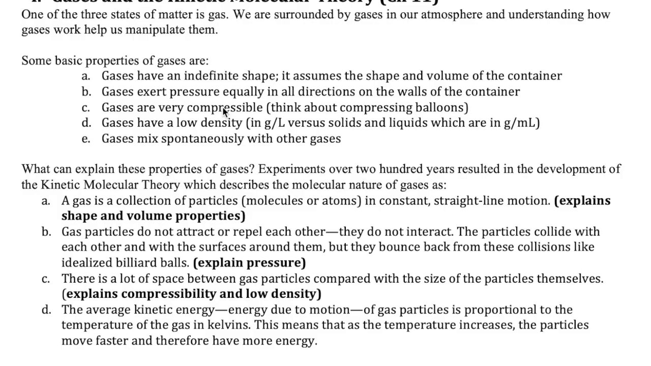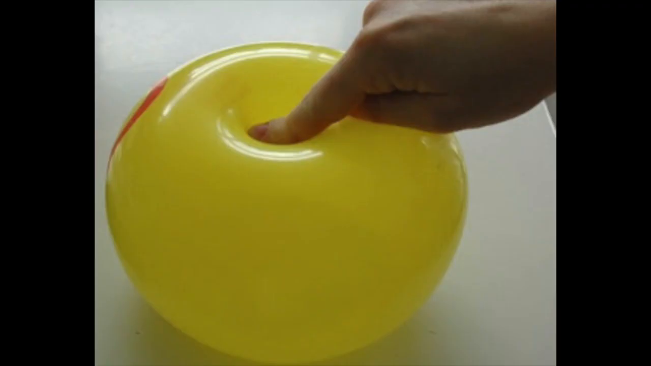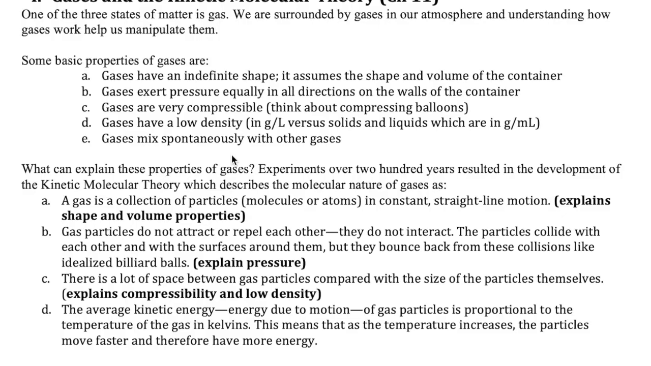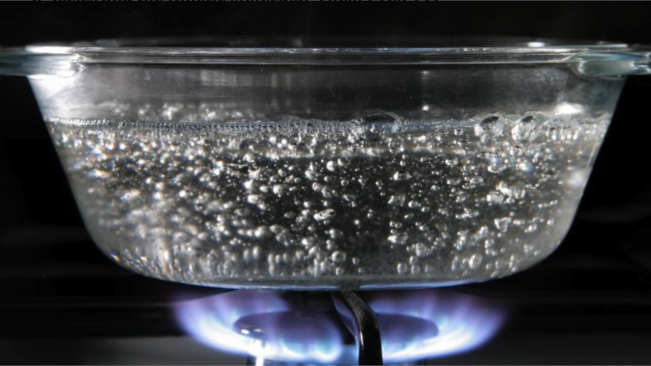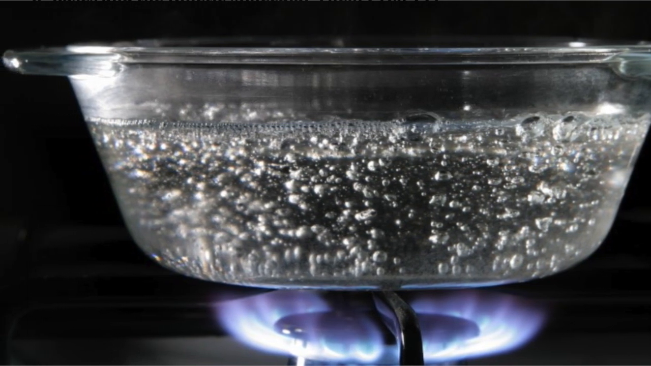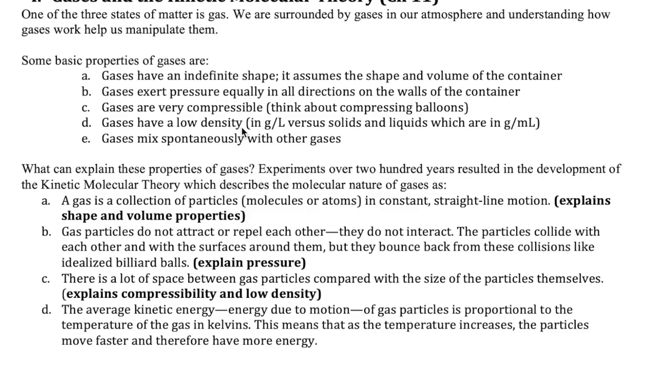Despite filling an entire space, gases are very compressible. Look at how easy it is to press down and change the shape of the balloon that's completely full of gas. Gases also have very low density. This can be visualized easily when we see water vapor bubbling to the top of liquid water. The gas has a lower density than the liquid, so it rises to the top. Lastly, gases mix easily with other gases. The air around us, for example, is a mixture of many gases, with nitrogen and oxygen being the major components.